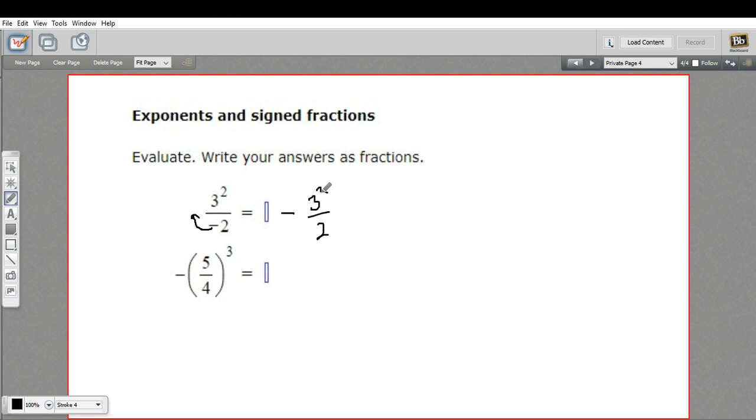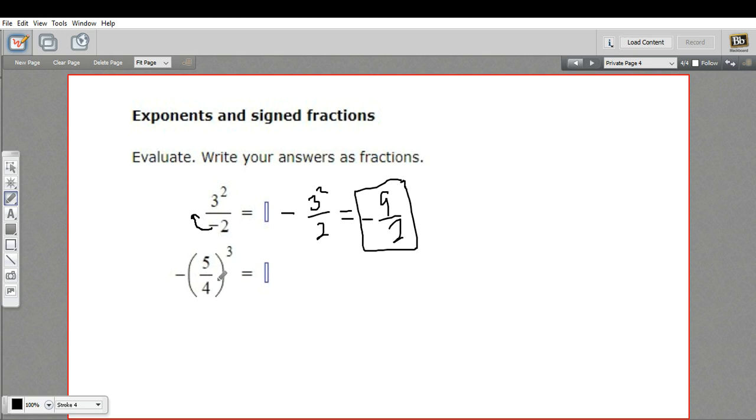Now the only thing left to do is deal with this exponent. Well, 3 squared is 3 times 3. So that is 9 over 2. Oops, I almost forgot the negative. So a negative 9 halves.